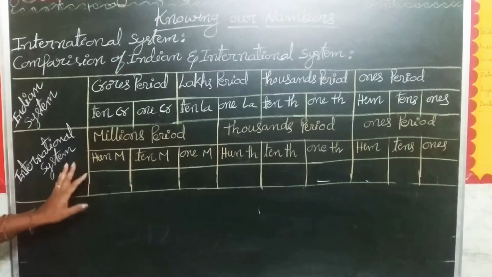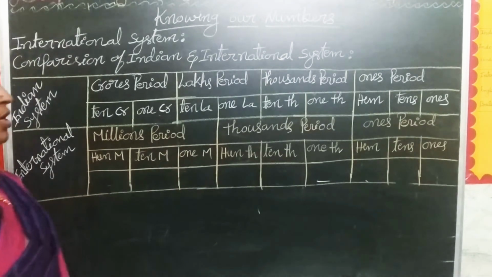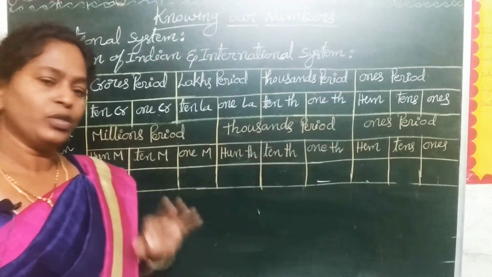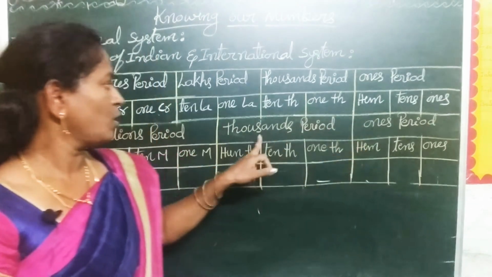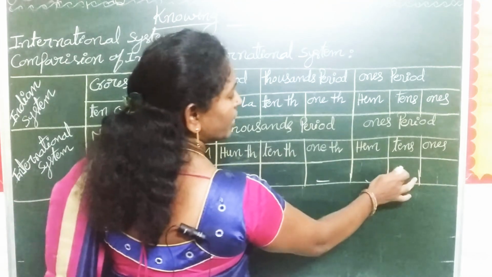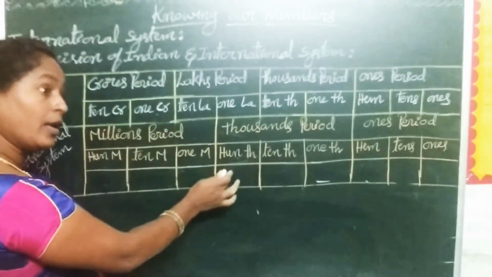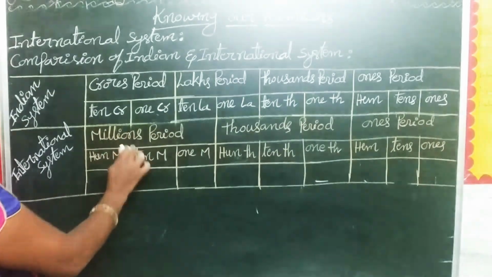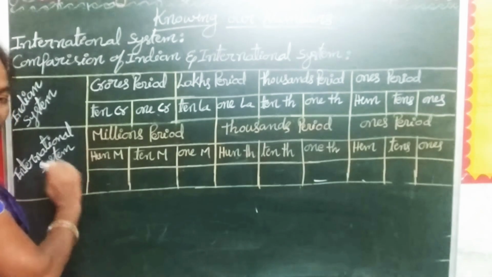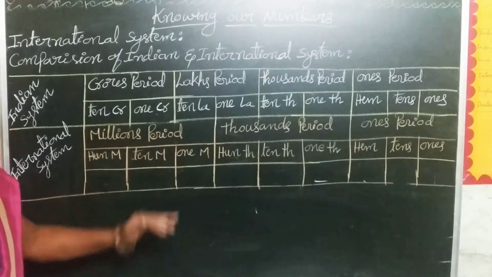Now coming to the international system, mainly concentrate on this international system. In the international system we have 3 periods: ones period, thousands period, millions period. Okay, ones period means ones, tens, 100. Thousands period means 1000, 10,000, 100,000. Next, millions period means 1 million, 10 million, 100 million. These are the periods and places in the international system of numeration.